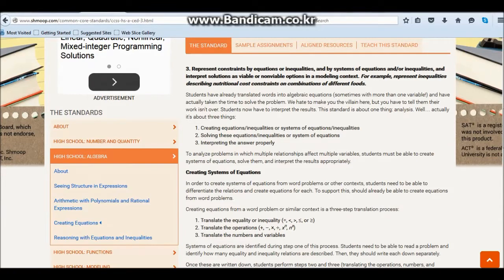And ACED3. Represent constraints by equations or inequalities and by systems of equations and inequalities, and interpret solutions as viable or non-viable options in a modeling context. For example, represent inequalities describing nutritional and cost constraints on combinations of different foods.